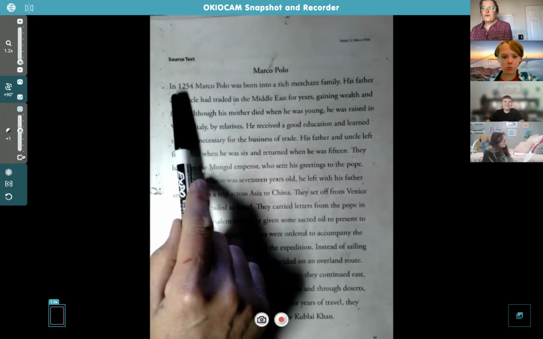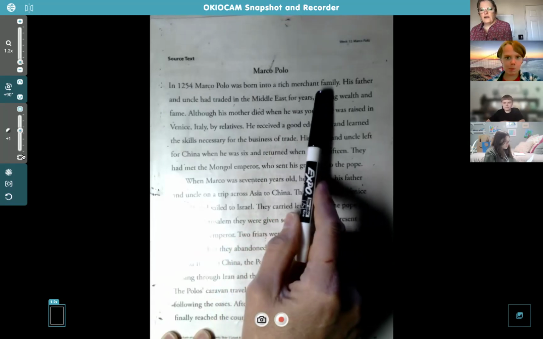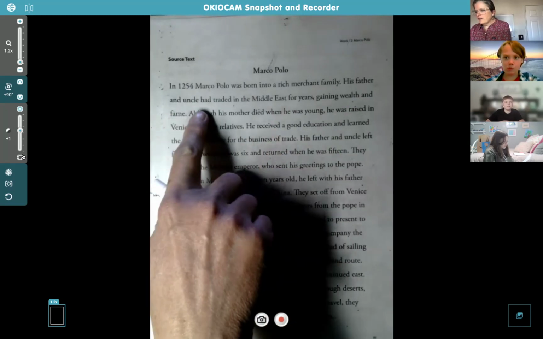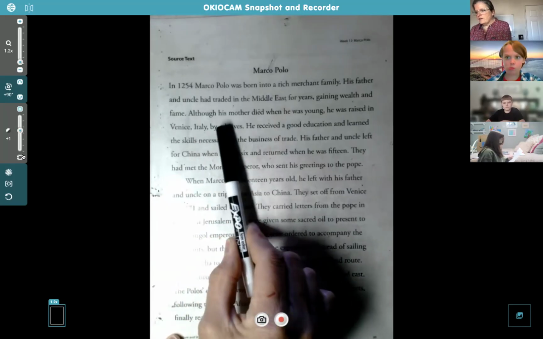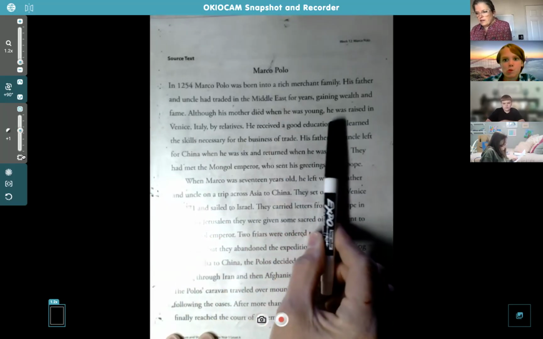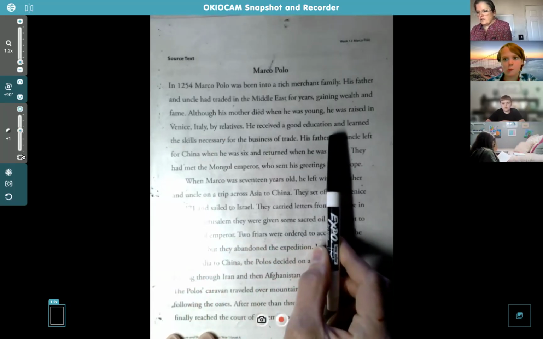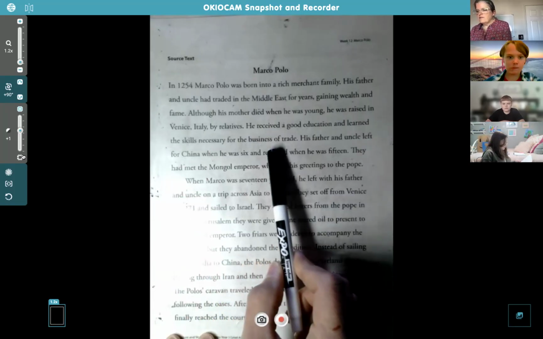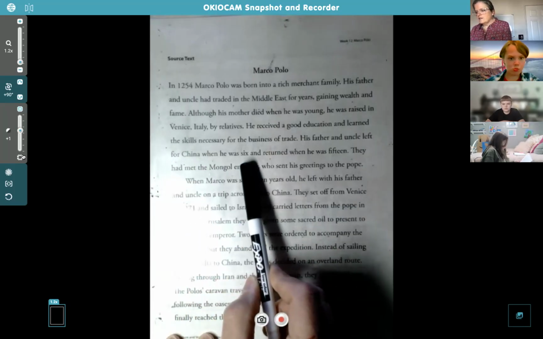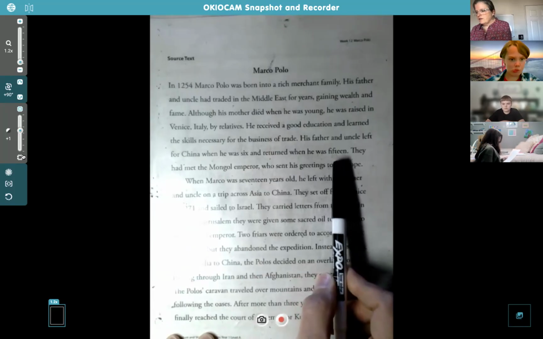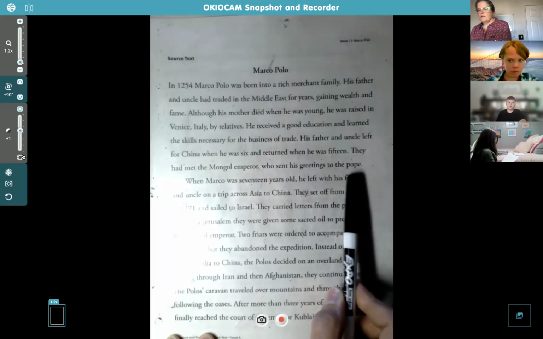In 1254, Marco Polo was born into a rich merchant family. His father and uncle had traded in the Middle East for years, gaining wealth and fame. Although his mother died when he was young, he was raised in Venice, Italy by relatives. He received a good education and learned the skills necessary for the business of trade. His father and uncle left for China when he was 6 and returned when he was 15. They had met the Mongol emperor who sent his greetings to the Pope.